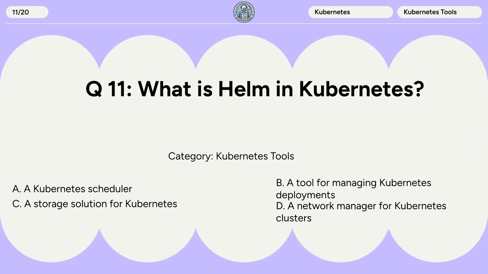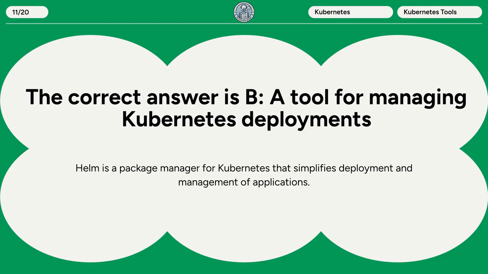Question 11. What is Helm in Kubernetes? A. A Kubernetes scheduler. B. A tool for managing Kubernetes deployments. C. A storage solution for Kubernetes. D. A network manager for Kubernetes clusters. The correct answer is B. A tool for managing Kubernetes deployments. Helm is a package manager for Kubernetes that simplifies deployment and management of applications.